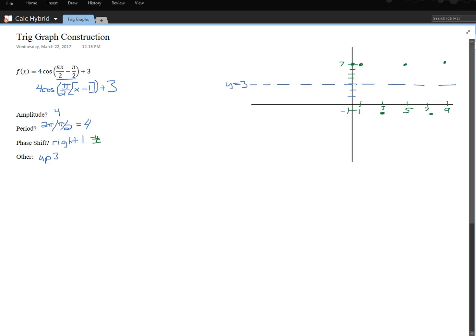Alright, then I just need to draw my cosine curve and I should be good. So let's see, a nice cosine curve now. I'm probably not going to be able to do that very nicely on this tablet, but you get the point. Okay, there we go, cosine curve.